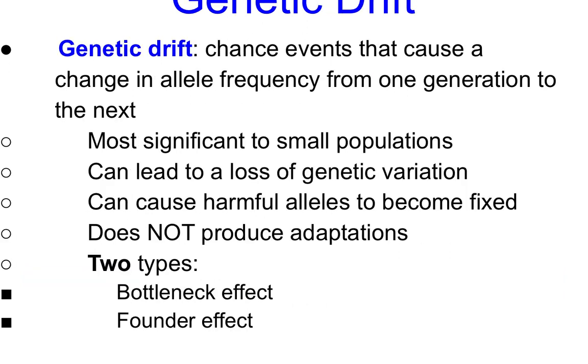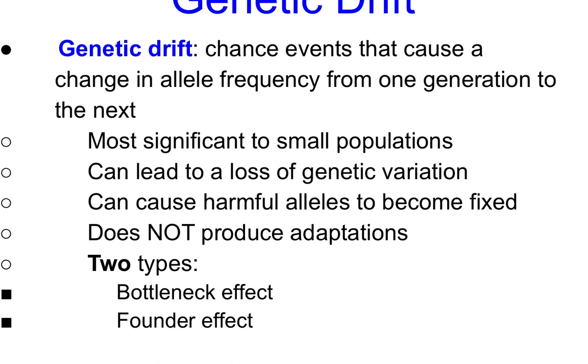Another mechanism for population genetics is genetic drift. This is a chance event that is caused by a change in allele frequency from one generation to the next. It is most significant in really small populations, where a chance event can completely devastate and rapidly change the genetic information. This can also lead to complete loss of genetic diversity, and it can make a harmful allele become fixed in a population, but oftentimes it doesn't really produce an adaptation.